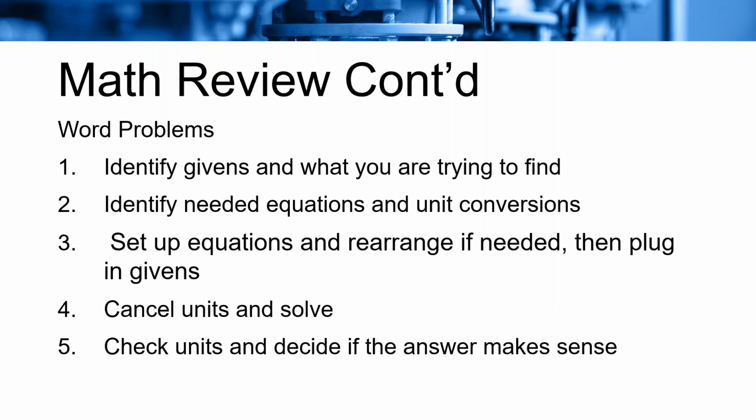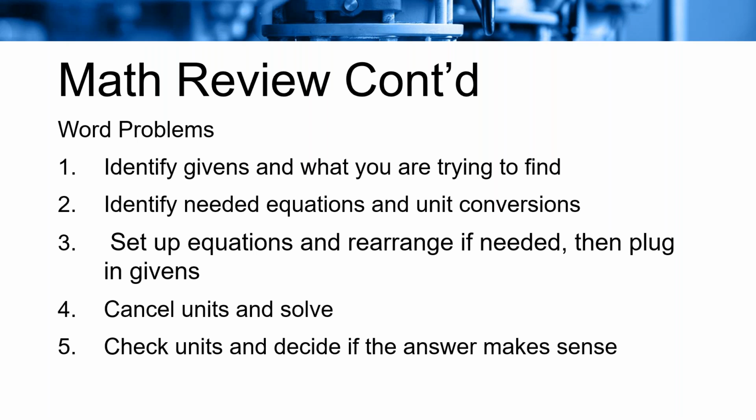The other part of the math review that I want to mention is the strategy for word problems. The first thing we always want to do is identify what's given in our problem, and also what we're trying to find. We want to recognize the values for what's given and also the units. After we do that, we can identify our needed equations. A lot of times, the way we find our needed equation is by identifying what we're trying to find, and also our unit conversions. You'll try to identify what's given versus what's in the equation and what needs to come out at the end, and try to match those up with your unit conversions.